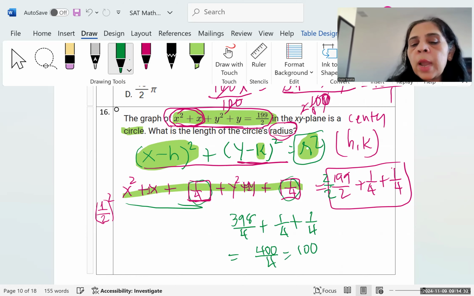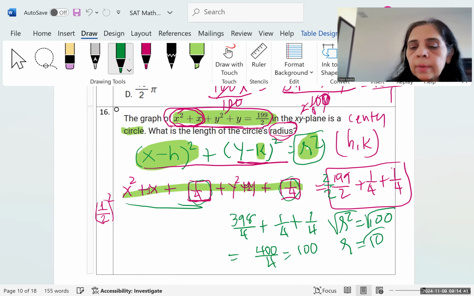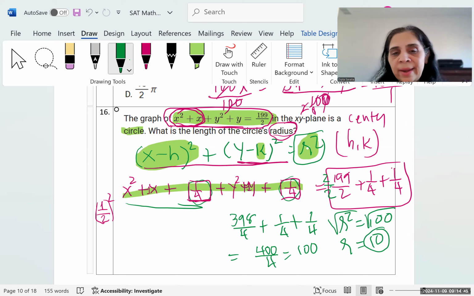So what we found is r squared equals 100. We are looking for the radius. So the square root of r squared, the square root of 100, is 10. So either way, you can find this answer correctly.